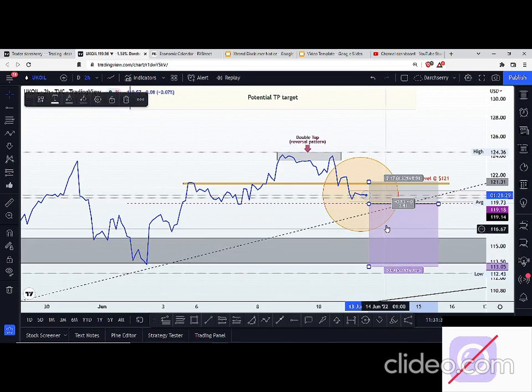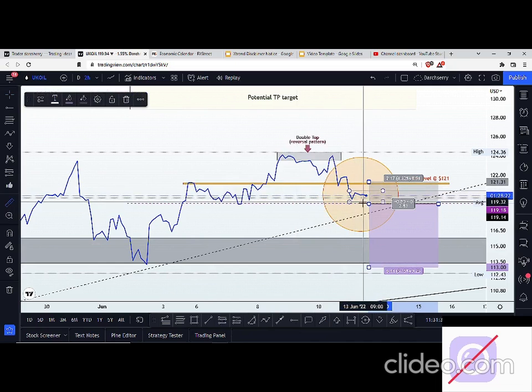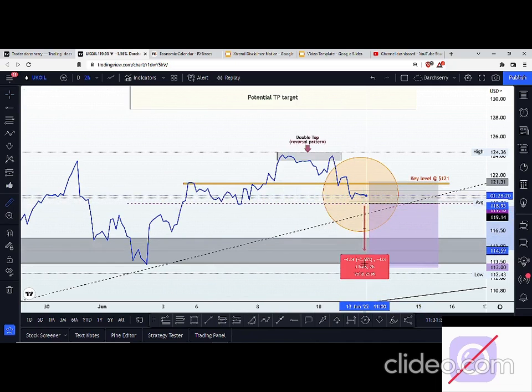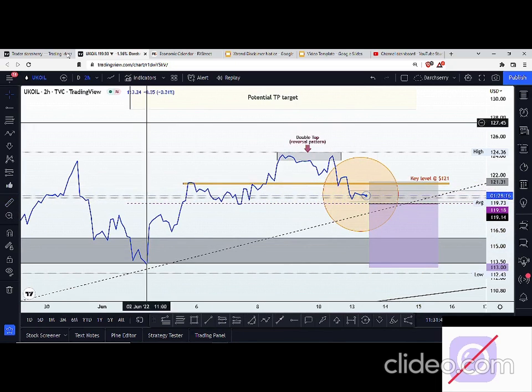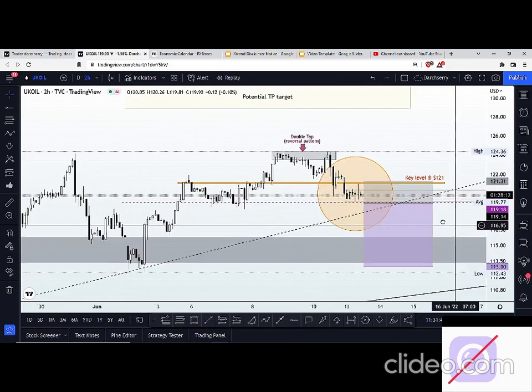$113. Let's put that $113 approximately. Approximately $113, and that's around how many pips that is? That's around 600 pips to catch. So let's go back to our candle chart. So this is what I'm looking out for.